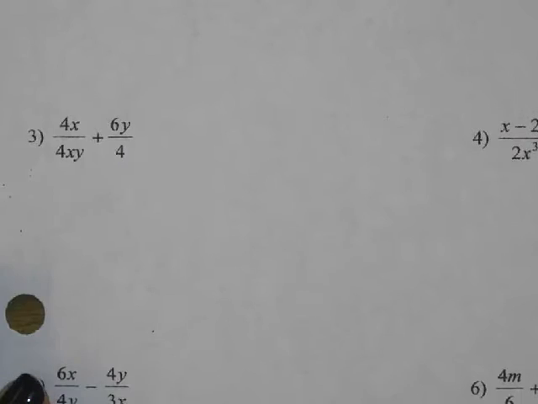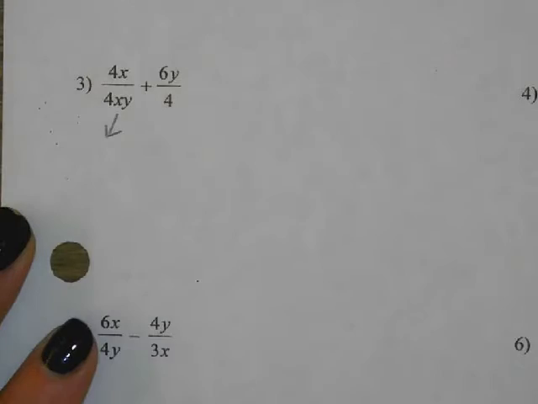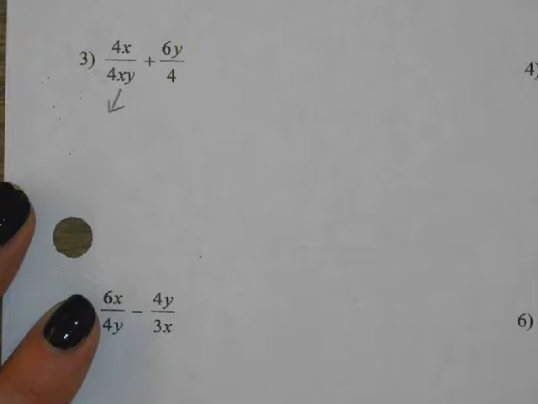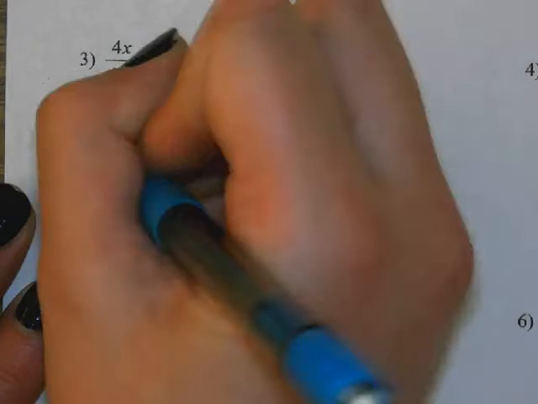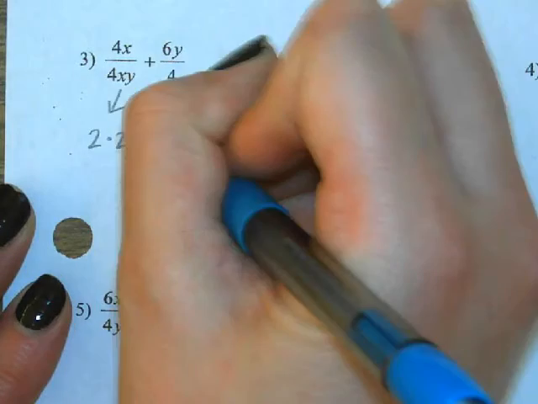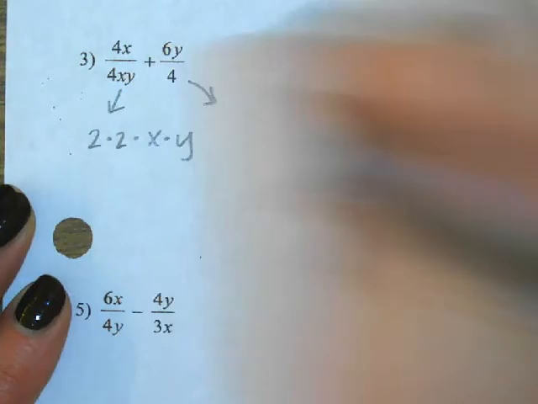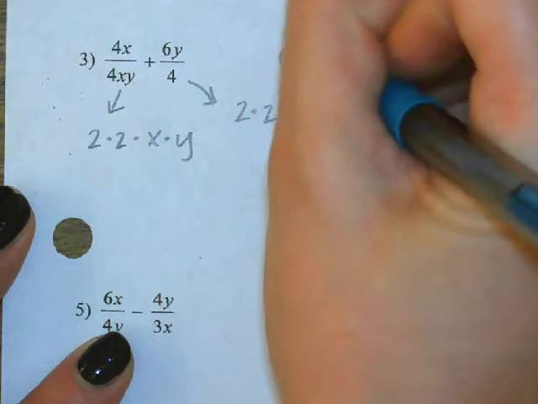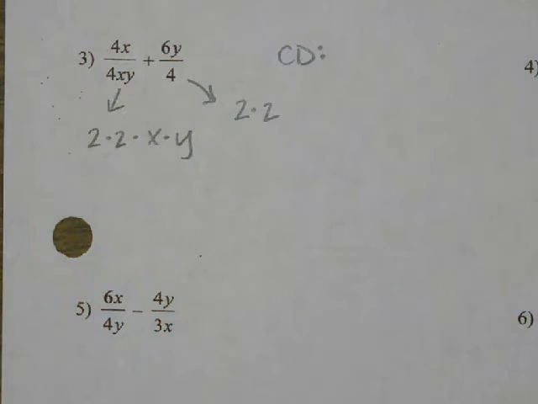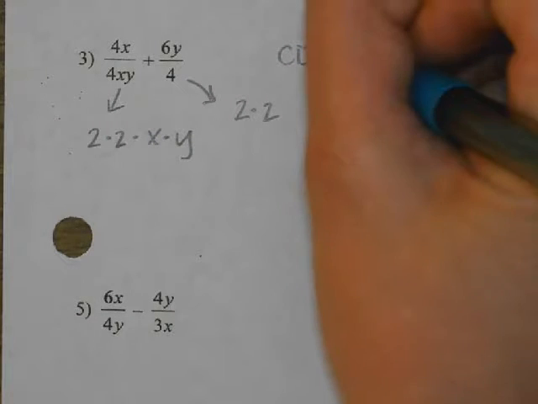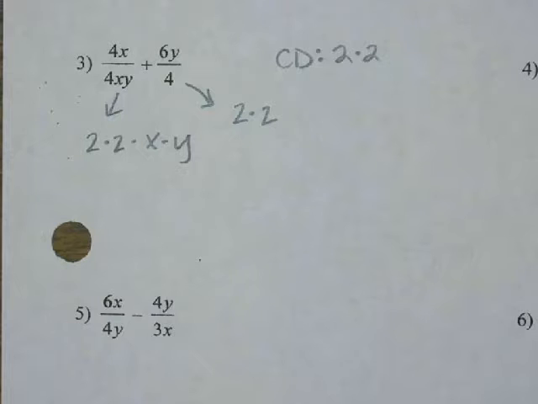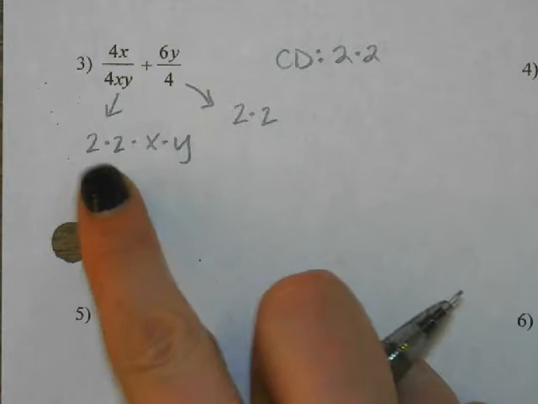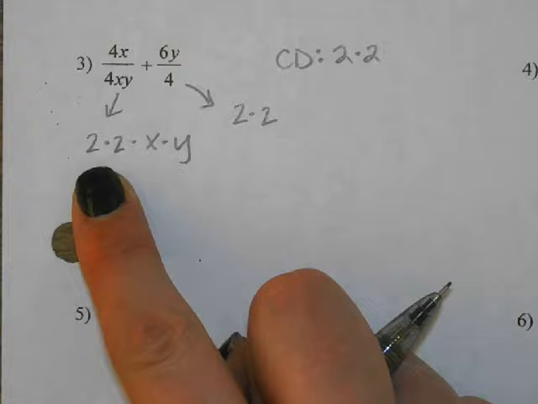All right, number 3. How can you break down this denominator? Yeah, so 2 times 2 times x times y. How about this one? 2 times 2. Okay. So our common denominator, how many 2's does our common denominator need? Think about common denominator. You only need 2 of them. So when I look at this, I just have to have as many so that whichever fraction has the most is covered. These fractions both happen to have 2 2's, so all I need is 2 2's.